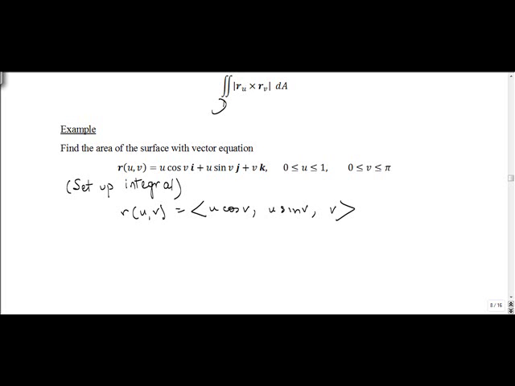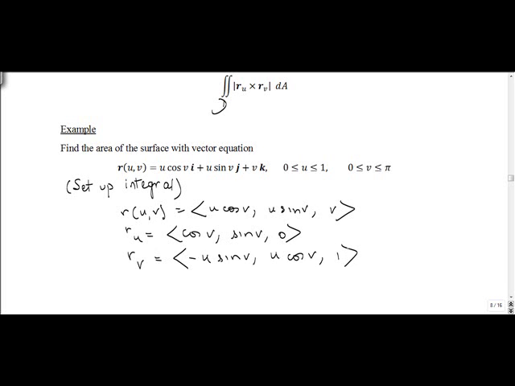Now, look at the formula. We need the partial of r with respect to u. It's a vector, so you just partially differentiate each component with respect to u. What would that be? Cosine v, sine v, 0. Now let's partially differentiate r with respect to v. What is that? Minus u sine v, u cosine v, 1.